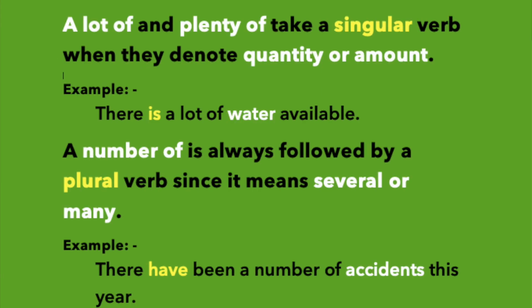But in this sentence, there is a lot of water available. It shows quantity or amount. So, it takes a singular verb. Remember, a lot of and plenty of take a plural verb when they denote number. They take a singular verb when they denote quantity or amount. Similarly, a number of is always followed by a plural verb since it means several or many. There have been a number of accidents this year. We use have because a number of is always followed by a plural verb.